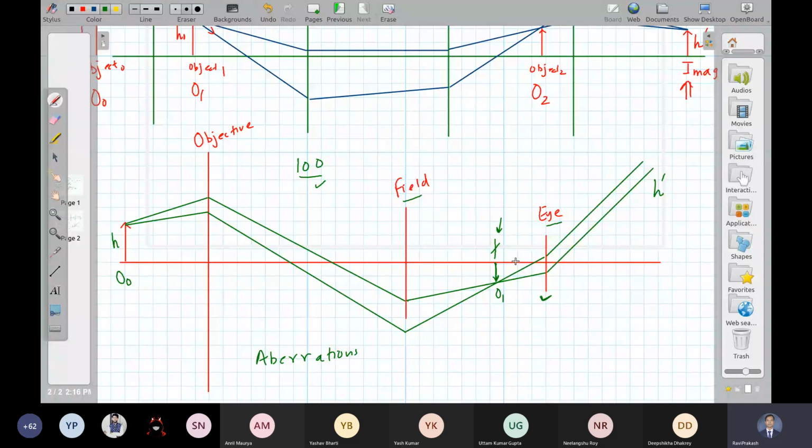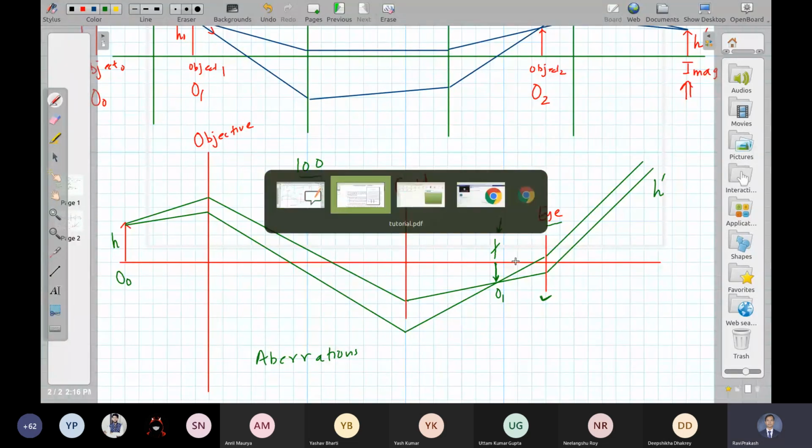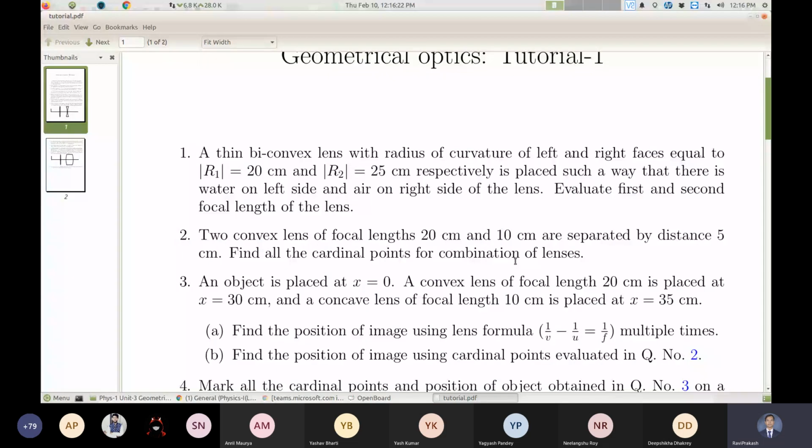Now let's come back to the tutorial part. Is it clear? जिसको डाउट था क्रॉस वायर का, क्या आप क्लियर हैं? Yes, sir. Yes, sir. Yes, sir. So in this tutorial, did you guys solve these problems? Yes, sir. Any doubt anywhere?